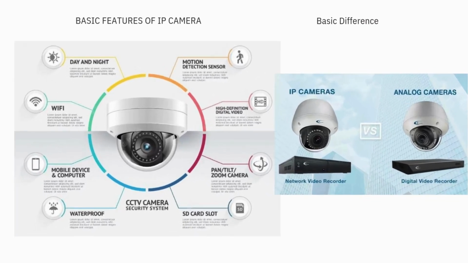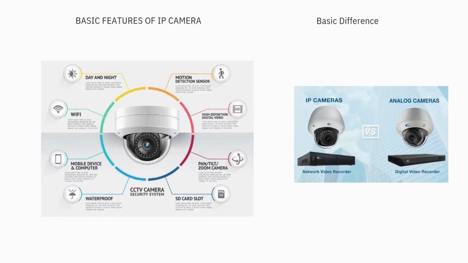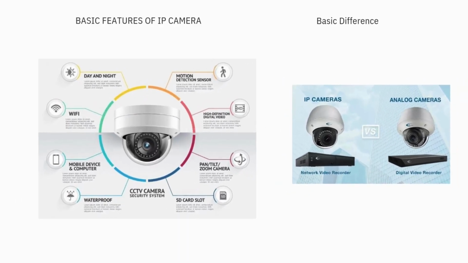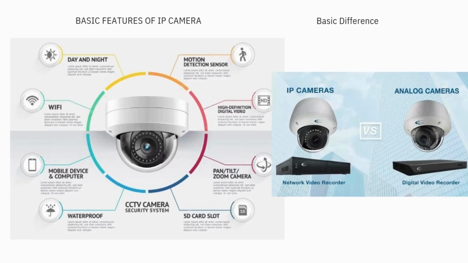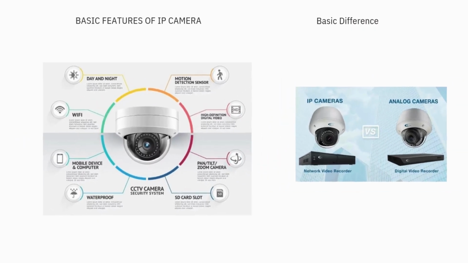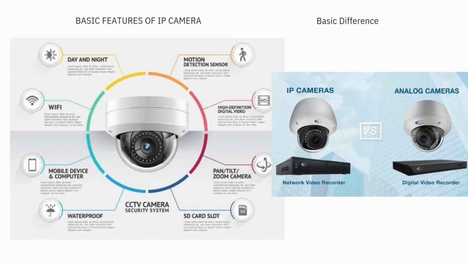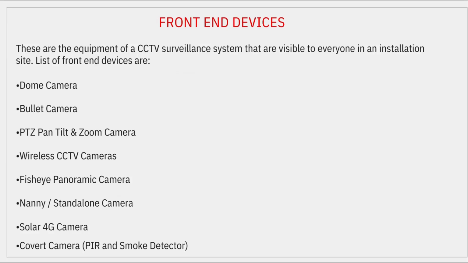Now, the basic difference between analog and IP, you can see it here. Analog uses a DVR, while IP uses an NVR. That analog camera uses a DVR, that is digital video recorder, but IP uses an NVR, which is network video recorder. You have to pay attention to that. It's very important. All right.